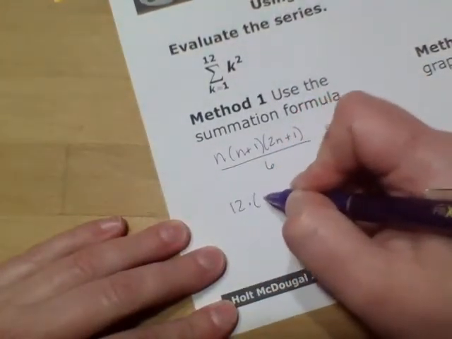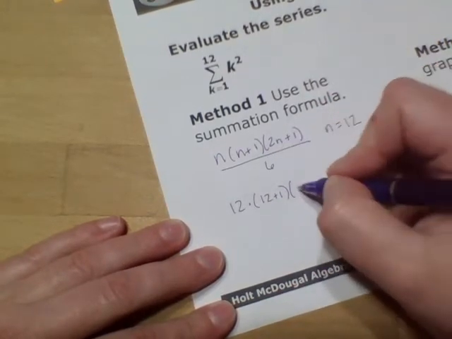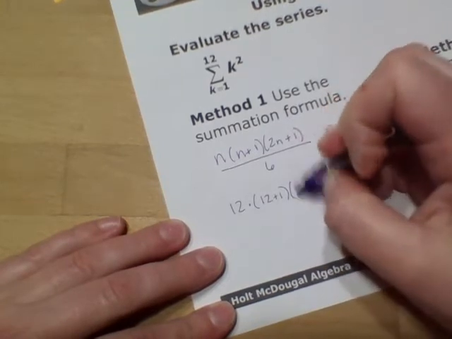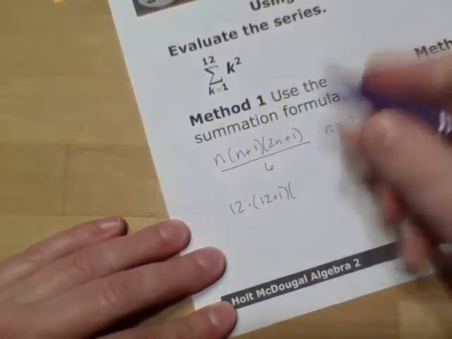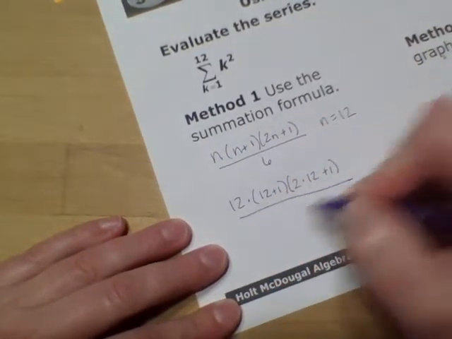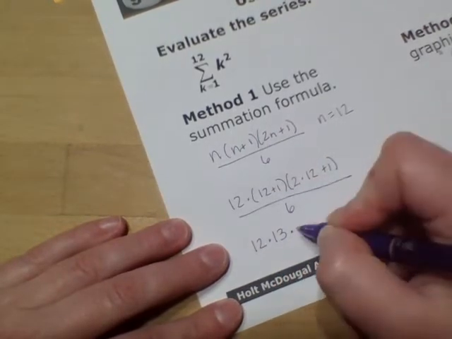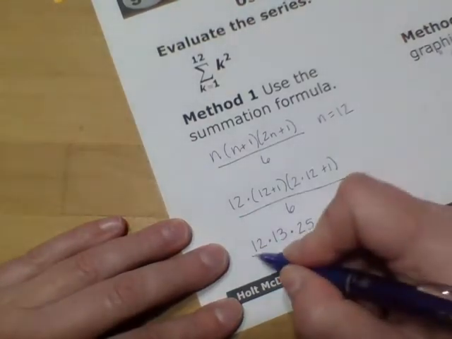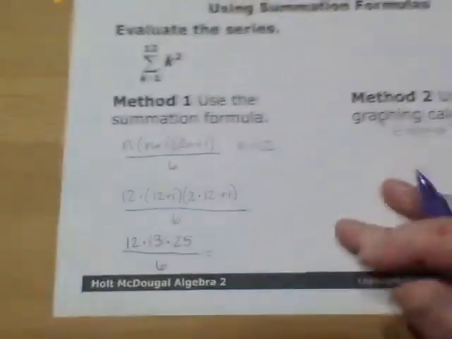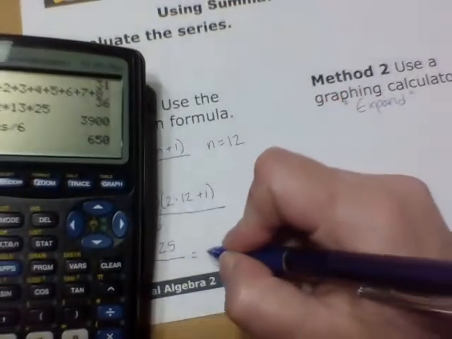So we'll do 12 times 12 plus 1 times, what is this? 2 times 12 is 24. So 2 times 12 plus 1. And then divided by 6. So that's going to be 12 times 13 times 25. All of that divided by 6. And so again, instead of adding up 12 terms, we're just going to do 12 times 13 times 25. All that divided by 6, and we get 650.